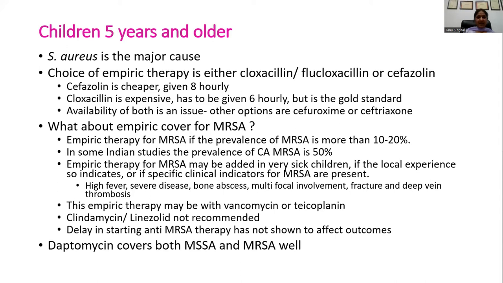The next question in mind is, are we to cover for MRSA right in the beginning? Now, it's generally recommended from Western textbooks that if your MRSA prevalence is more than 10 to 20%, you should add cover for MRSA. There are not many Indian studies, but some suggest an MRSA prevalence of about 50%, where they routinely add MRSA cover, and there are others where they don't. Some of the recommendations to add anti-MRSA cover are if the child is very sick, has abscess, fractures, deep vein thrombosis, or multifocal involvement, or if you have a low white cell count, which could indicate a PVL-producing MRSA. You may then add empiric cover.